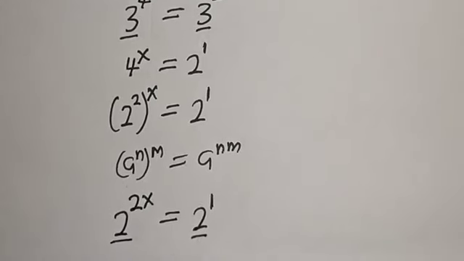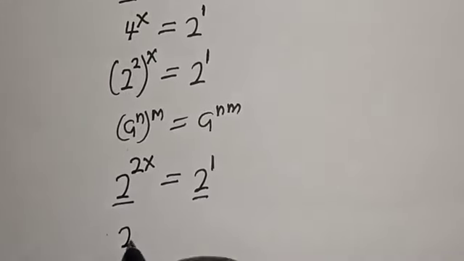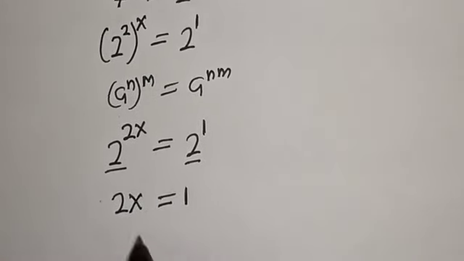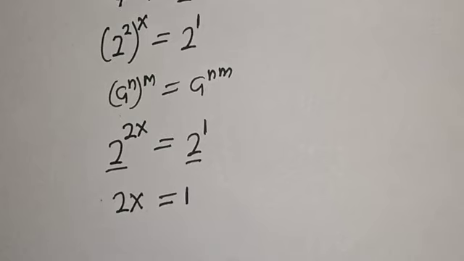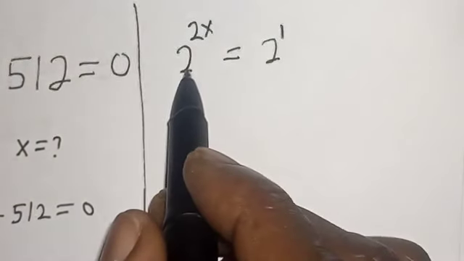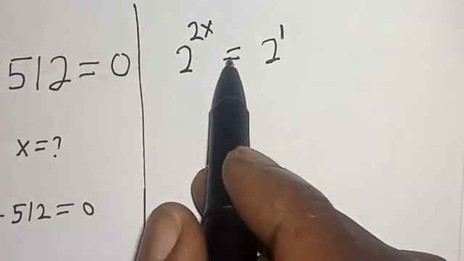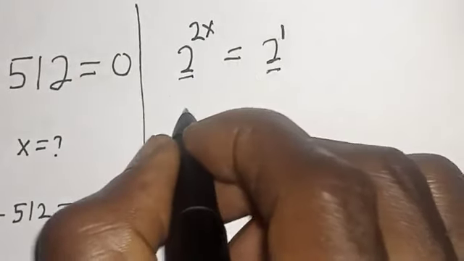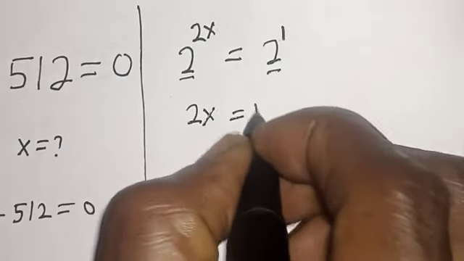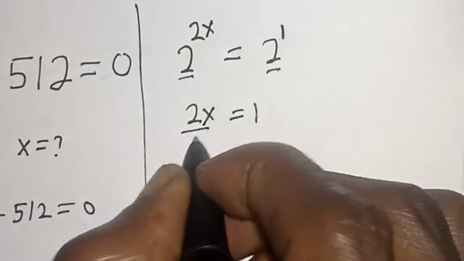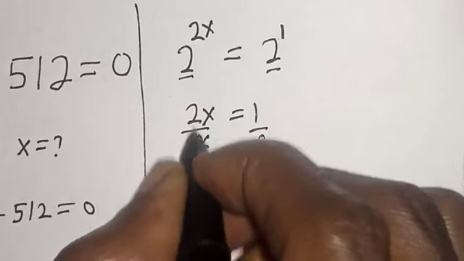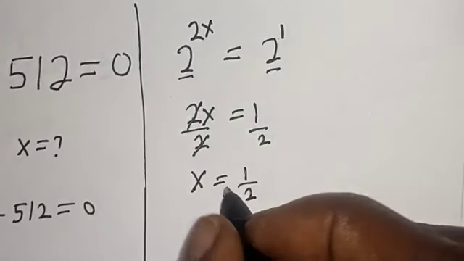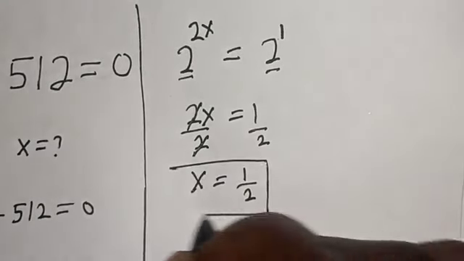They have the same base 2. 2x is equal to 1. Then let's divide both sides by 2. They have the same base. Then 2x is equal to 1. Let's divide both sides by 2. This one cancels this. x is equal to 1 over 2. That is our final answer.